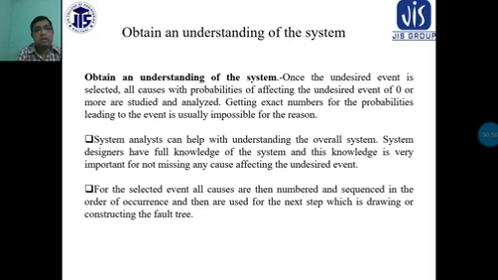The second step is to obtain an understanding of the system once the undesired event is selected. All causes with probabilities of affecting the undesired event of 0 or more are studied and analyzed. Getting exact numbers for the probabilities leading to the event is usually impossible. All causes are then numbered and put in the sequence of their order of occurrence, and then are used for the next step, which is constructing the fault tree.